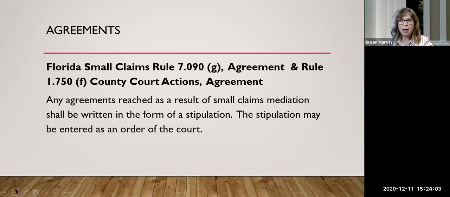All right, so I am going to talk about how the rules of procedure relate to reports and agreements. And as you can see on the slide, we are starting with small claims and county court. The Florida small claims rule, as far as agreements, just says that the agreement is written in the form of a stipulation. And if you volunteer for a trial court ADR program in the small claims arena, you are probably being supplied with their stipulation form and instructions on how to proceed with that. There is no reference in the small claims rule about submitting a report to the court about whether or not there is an agreement or no agreement. It's just about submitting a stipulation form. So that's a little different than some of the other rules of procedure.